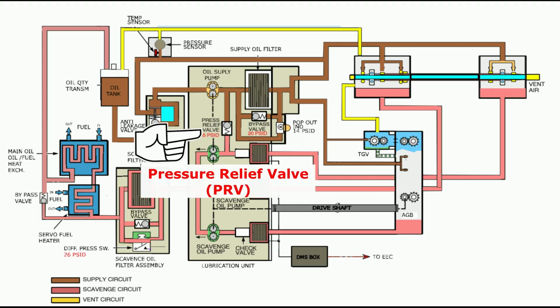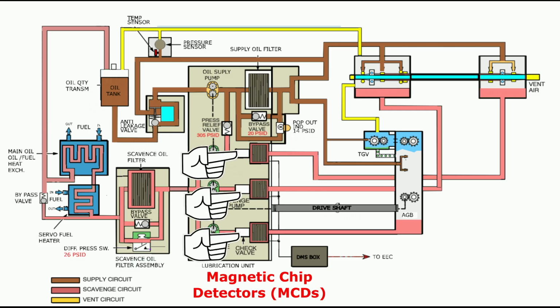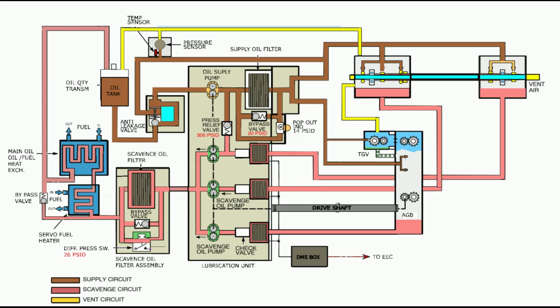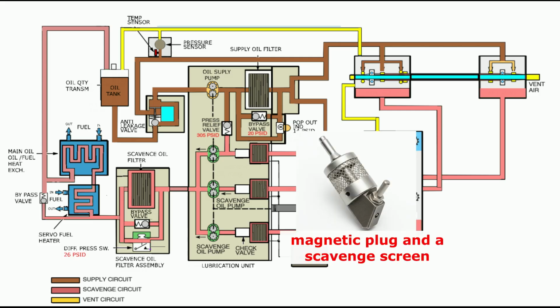Pressure relief valve, situated on the discharge side of the oil supply pump. Magnetic chip detectors. 3 magnetic chip detectors are positioned at the inlet of the scavenge pumps. They are designed to capture metallic particles before they enter the lubrication unit. Each detector features a removable magnetic plug and a scavenge screen.